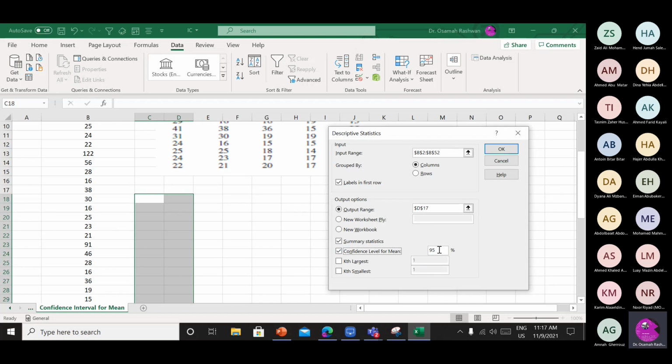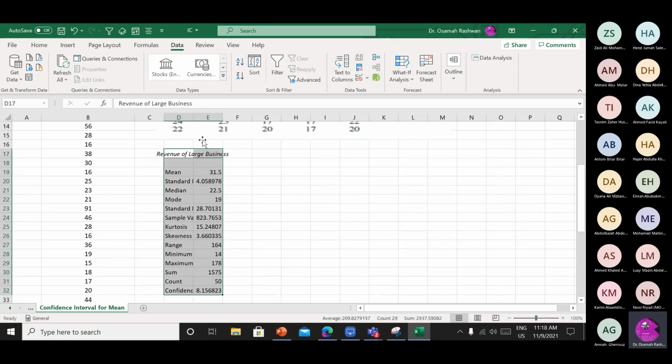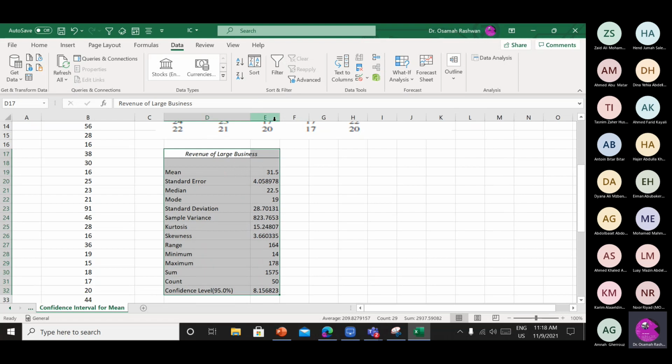So if alpha is 5%, I put this confidence level of interval, confidence level will be 95% because the level of confidence plus the level of significance equal 100, right? Because this is a total probability. Now, if alpha is 1%, I write this one 99%. If alpha is 10%, I write this 90%. Now I can press OK. I'll get the result. I just expand this one to read.